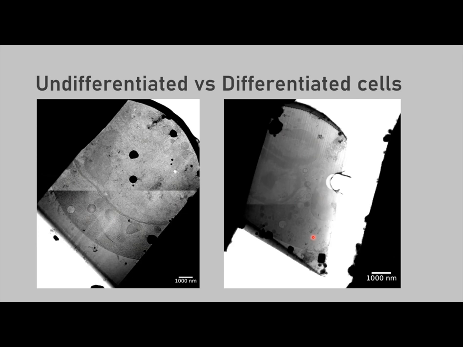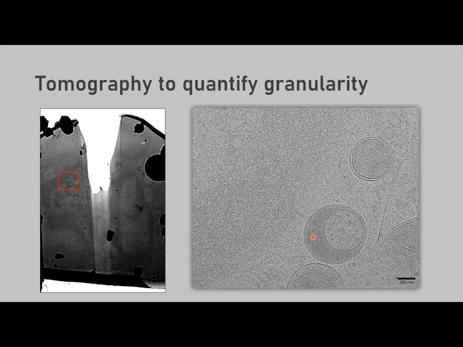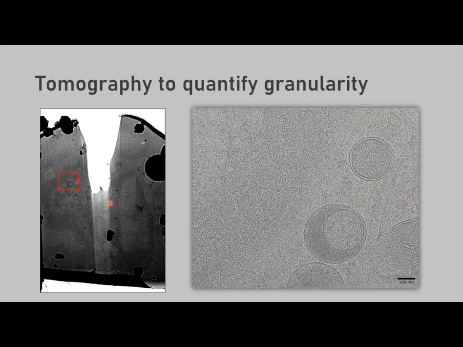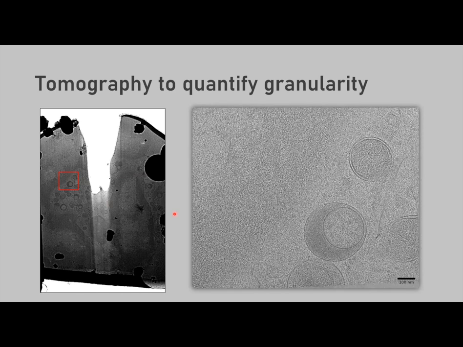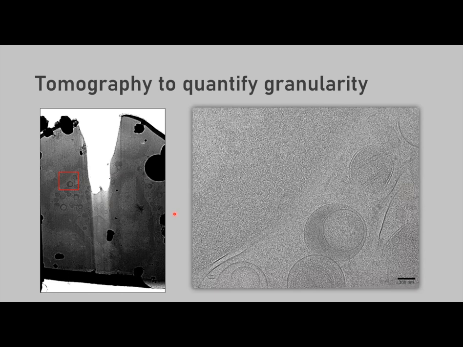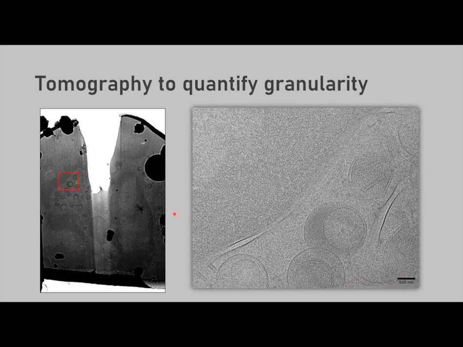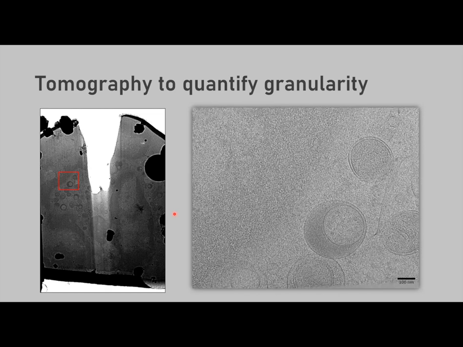So then our next step was to figure out how to image these lamellae in a way that will allow us to quantify certain parameters of the cells. So the first method is tomography, where we basically choose a region on the lamella, image it under higher magnification, and then tilt the stage as we go. So we collect an image from all the different angles, and this will allow us to reconstruct a 3D volume of the electron density at that location.